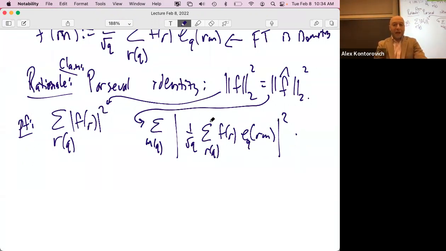So we have an absolute value squared with a sum inside. What do we do with that? Do it in bar on bar. Exactly. We want to open the square.